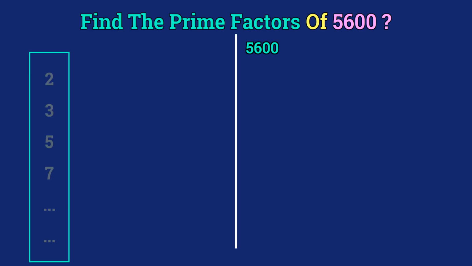Dividing 5600 by 2, which equals 2800. So 5600 divided by 2 equals 2800. Dividing 2800 by 2, which equals 1400. So 2800 divided by 2 equals 1400.